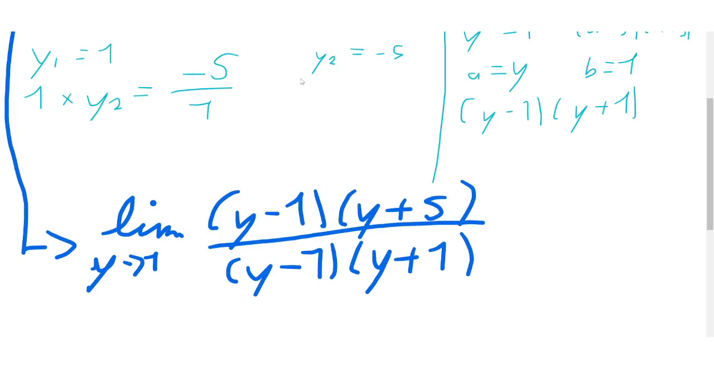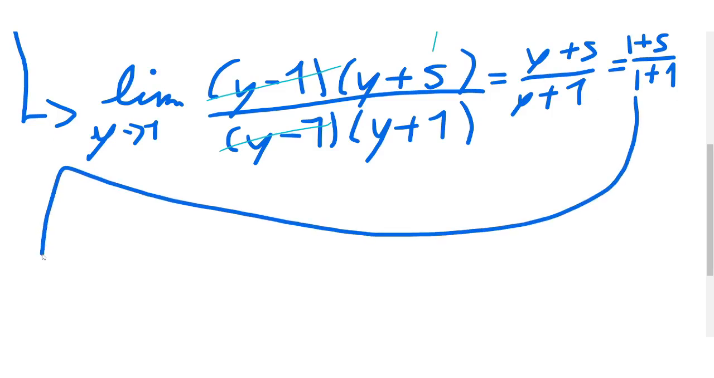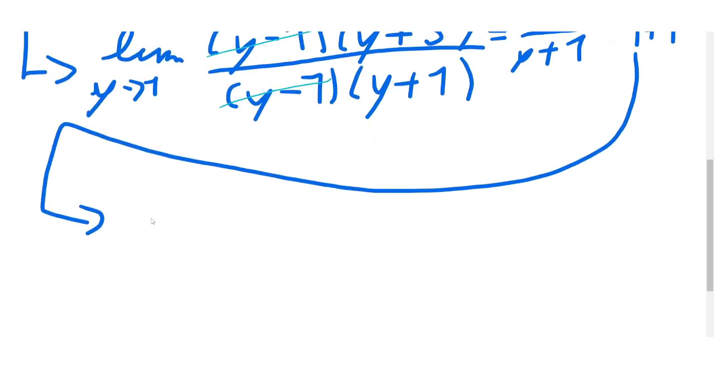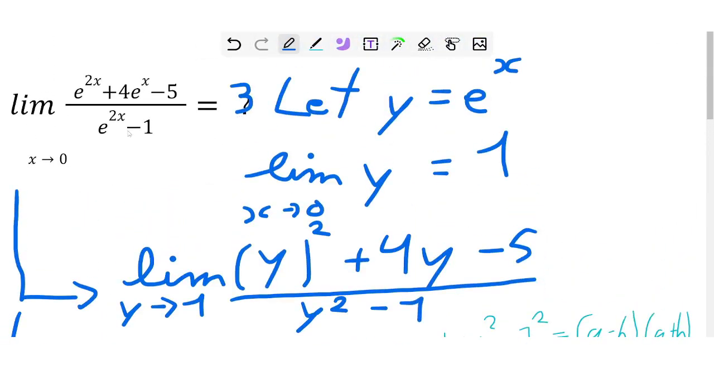So in this instance, we can cancel out the terms y minus 1, which simplifies our expression to y plus 5 over y plus 1. And here, y is approaching 1, hence we have 1 plus 5 over 1 plus 1, which means we actually have a limit that is going to approach 6 over 2, or 3. And that's our answer. As x nears 0, this equation is going to approach 3.